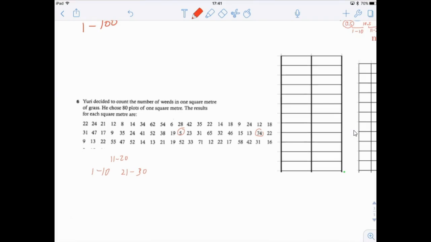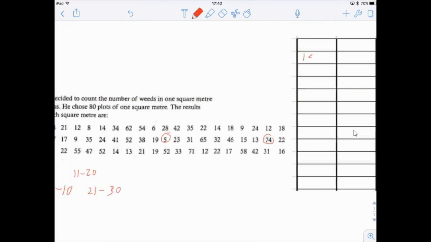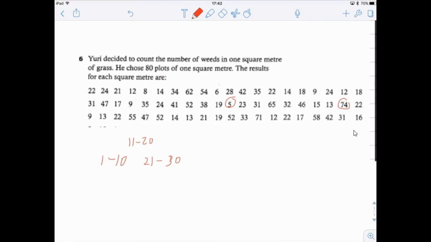Okay, so we're going to have the numbers like 1 less than or equal to x is less than or equal to 10, 11, 20, 30, 40, 50, 60, 70, 80, and then here we're going to have 21, 31, 41, 51, 61, 71, and in here we can put x is less than or equal to, less than or equal to. Okay? And this would be number of weeds, and this would be frequency, and then we just need to count up like we did before. So I'm going to do that, but you don't have to watch me do it.